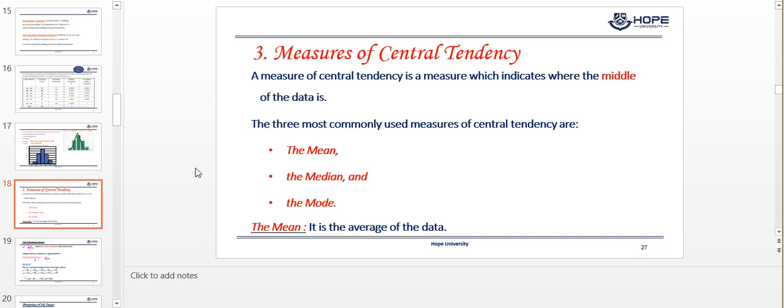In section 3, we enter measures of central tendency. A measure of central tendency indicates where the middle of the data is. We are going to understand how our data has a center, to understand how the data is distributed. The three most commonly used measures of central tendency are the mean, median, and mode. The mean is the average of the data.